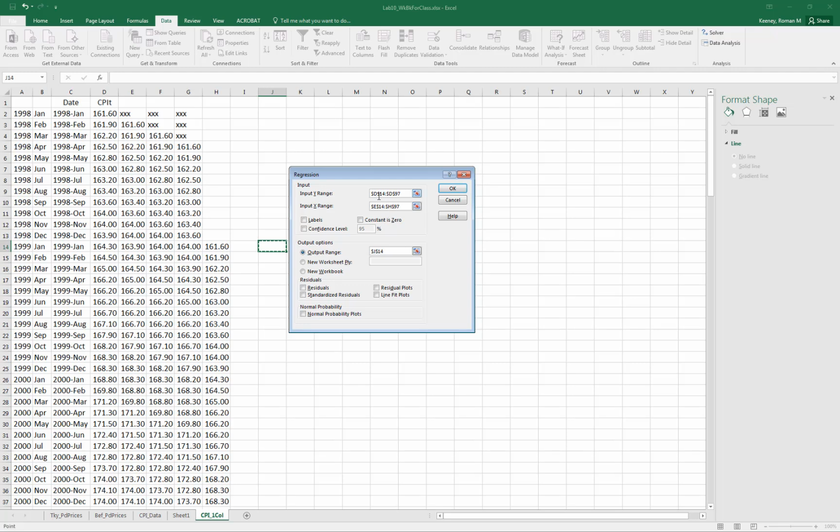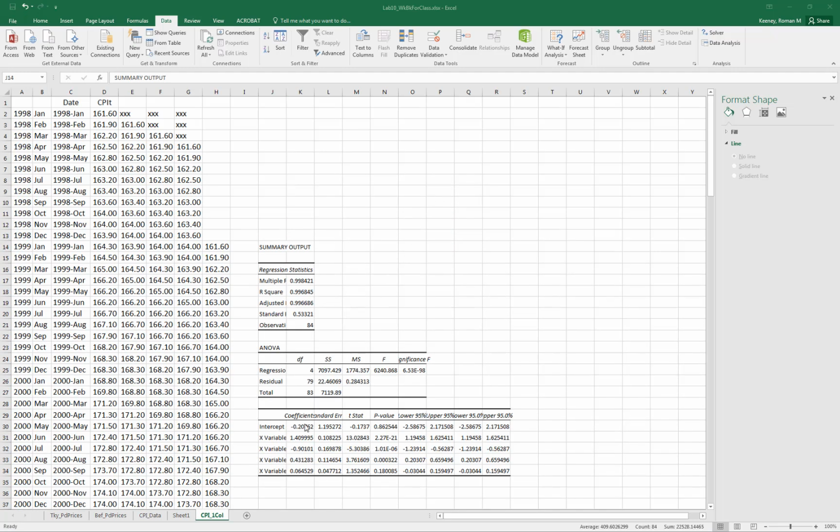Okay, so we have the Y range, or the current price, depending on these columns that we built to use 1 month, 2 months, 3 months prior, and 12 months prior. And so it's just a standard regression. I want to make the output appear right here and click on OK, and you see what we get. 1.4, minus 0.9, 0.43, and then some small effect from 12 months ago.